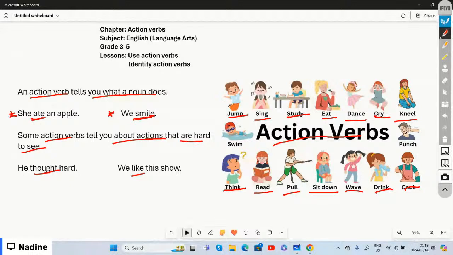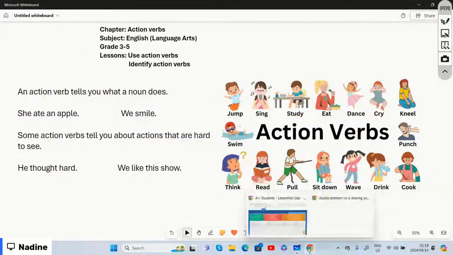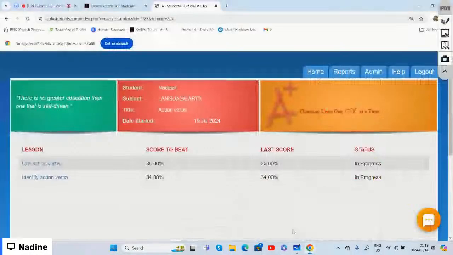All right. So these are basically our action verbs. And we said action verbs tell you what the noun is doing. And action verbs can tell you about an action that is very hard to see. All right. So now we're going to aplusstudents.ca and check action verbs. And we're going to use action verbs. Yes, well done. Running is an action verb.